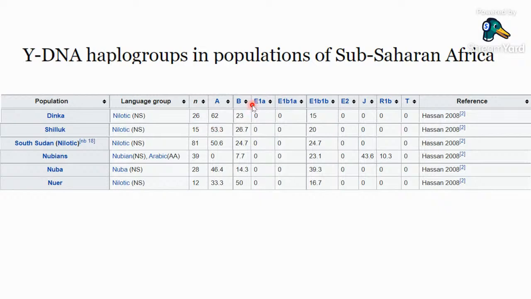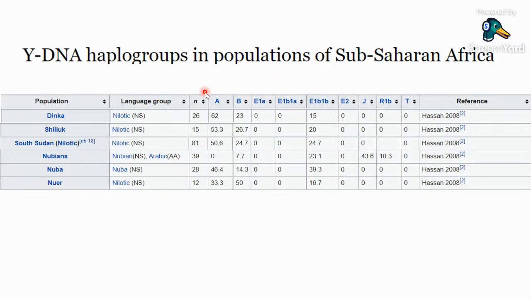We see some of them have haplogroup E3b as well, but we know that's because of introgression from people coming over from Arabia, Yemen, and even North Africa. Even the Nuba right here have haplogroup A at around 46% and haplogroup B at 14.3%, as well as other Nilotic tribes, such as the Nuer, who are also said to be related to peoples such as the Dinka and the Shaluk, having haplogroup A at high proportions and even haplogroup B. So those three tribes that I just identified with Kush have high proportions of haplogroup A and B. Specifically, they have higher proportions of haplogroup A.